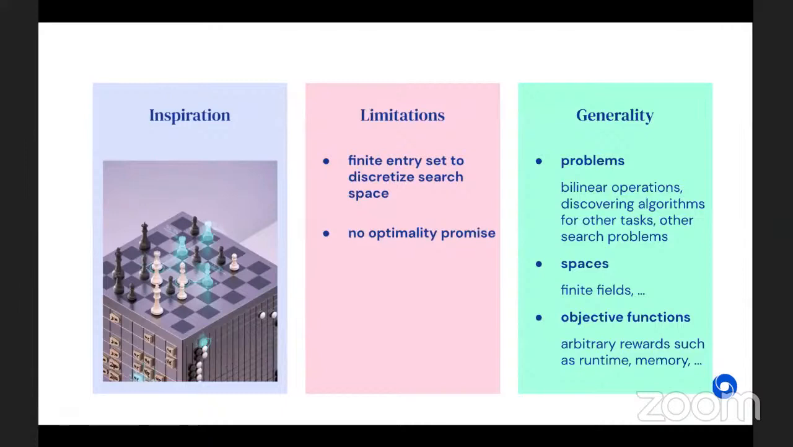Maybe why you were saying that it's fast is that we're trying to optimize for matrix multiplication. Is that the question?